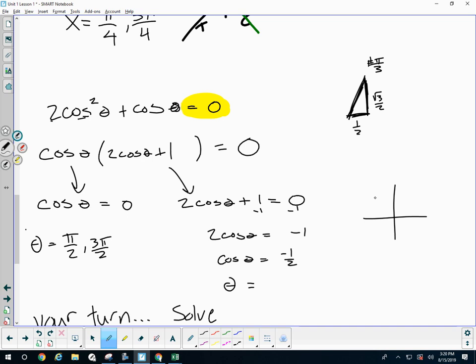But cosine is negative in the second and the third quadrants. So I need the pi over 3 here, and I need the pi over 3 there. You can start with 3 pi over 3, subtracting a pi over 3 puts you there, adding a pi over 3 puts you there. So 2 pi over 3, 4 pi over 3. Those 4 angles will be solutions for this equation, which is pretty cool.